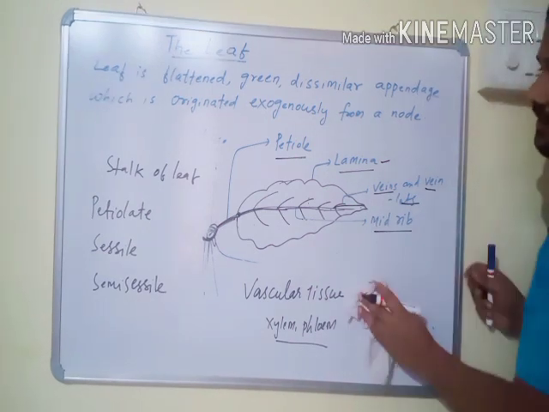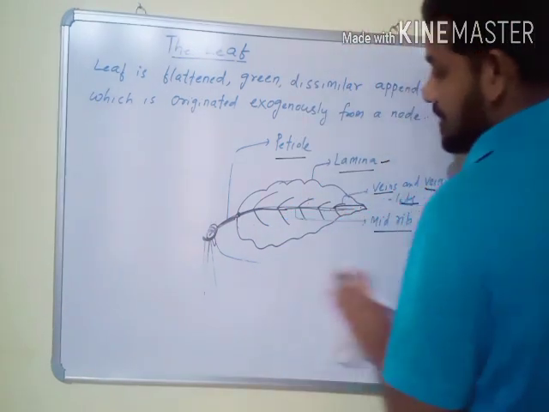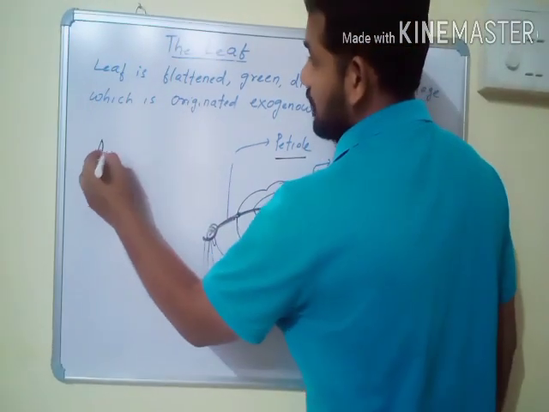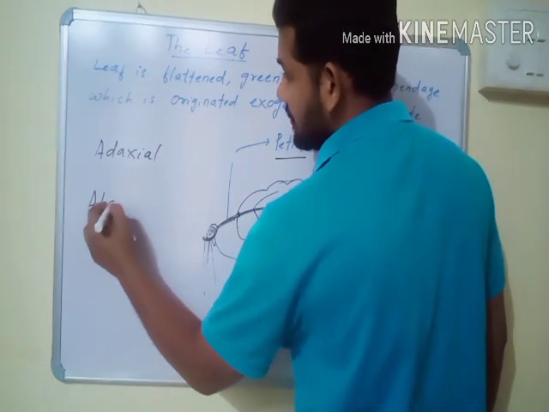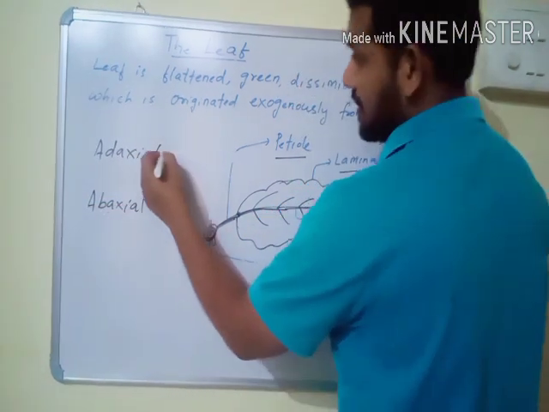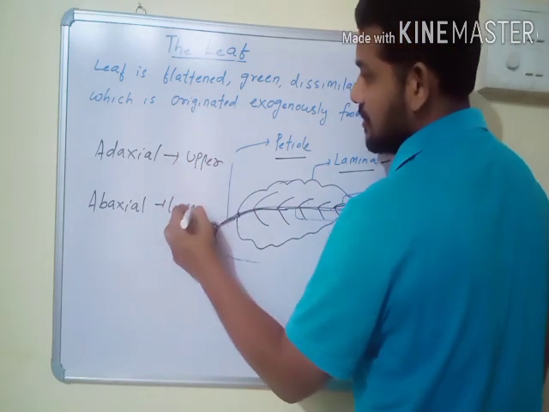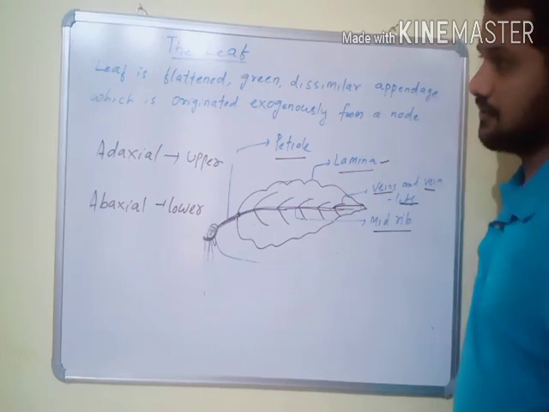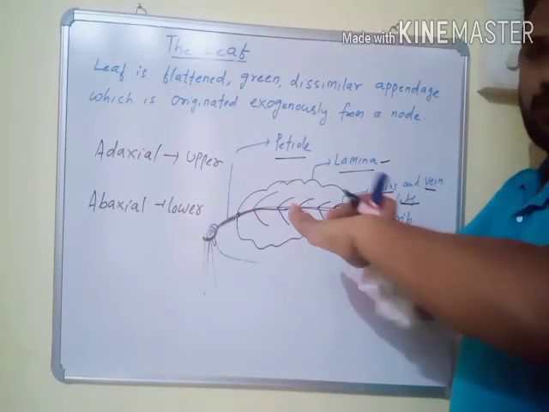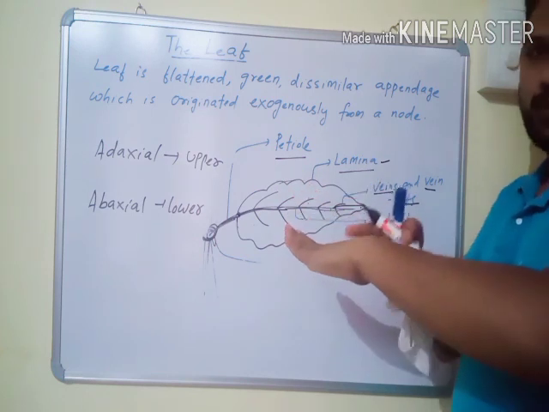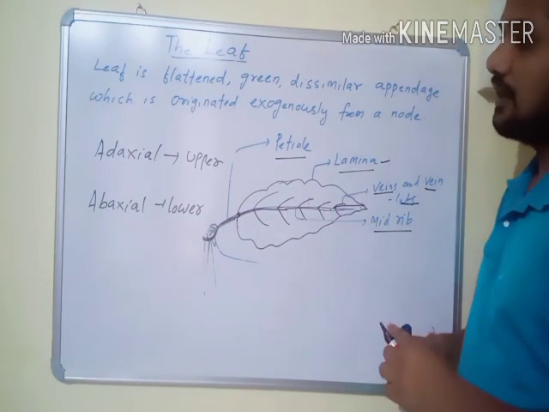And this lamina usually has two surfaces, upper surface and lower surface. The upper surface of the lamina is called adaxial, and the lower surface is called abaxial surface. For example, this is lamina. So this is the upper surface and this is the lower surface.